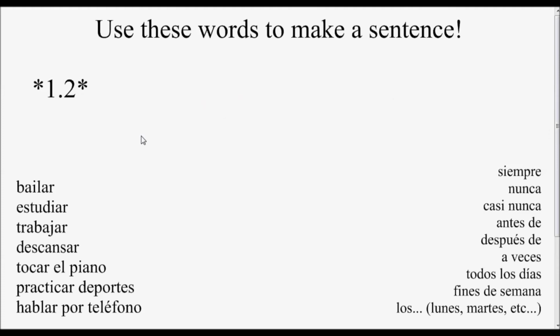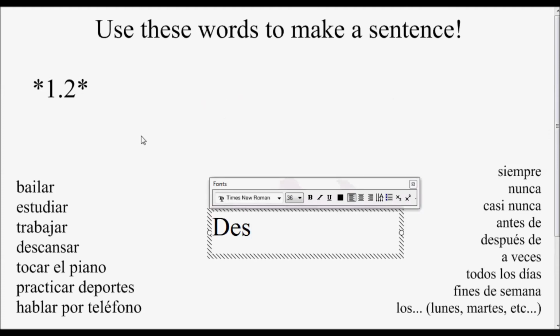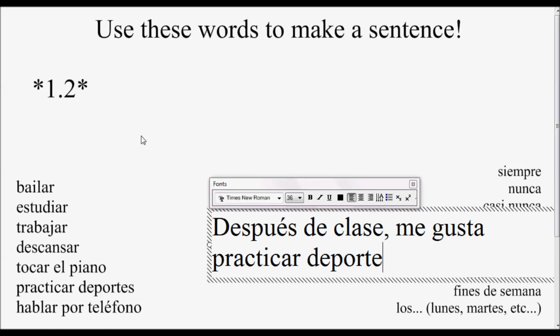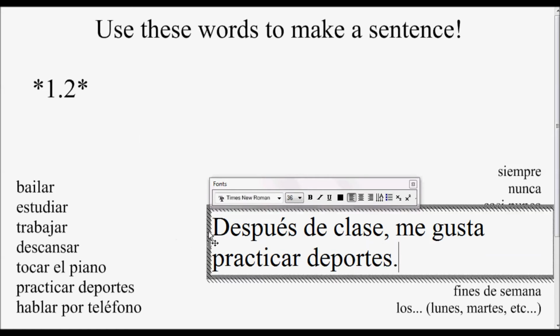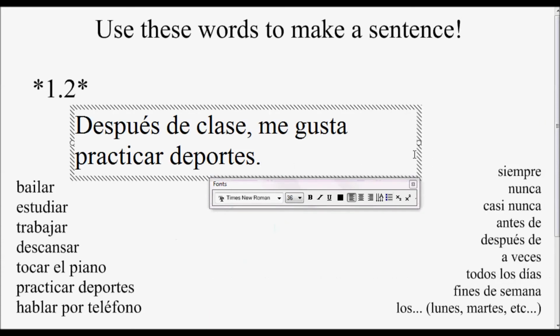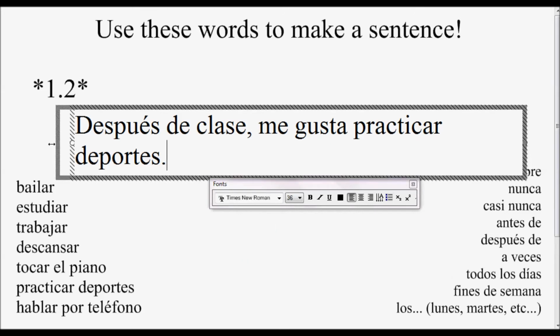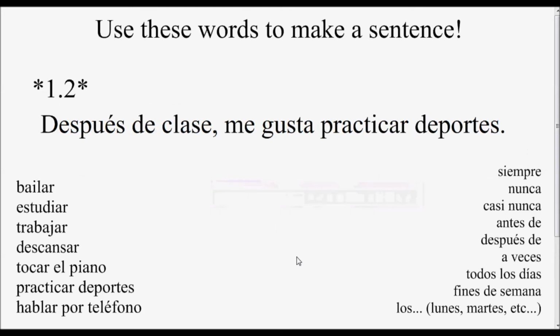So a good sentence you might come up with would be: después de clase me gusta practicar deportes. And this would be a perfectly acceptable sentence. I do not want you to use the same sentence that I come up with, but you can use the words to kind of come up with your own sentences, and you need to write at least one sentence. So in your notes, you should have an asterisk, 1.2, asterisk, and then a sentence that I will grade.